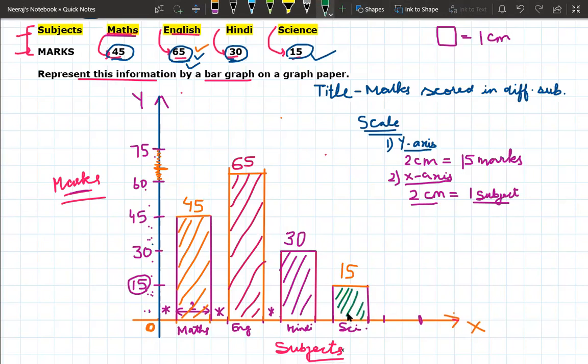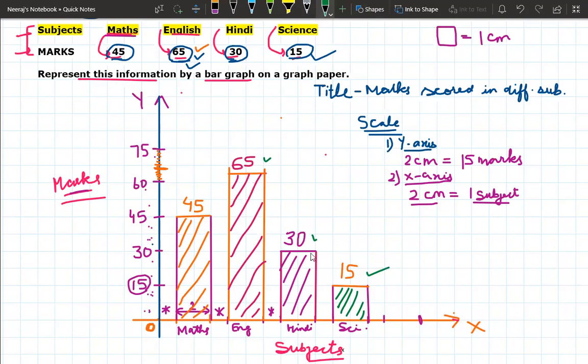So this is your data as a bar graph, right? You have to draw the bar graph like this. This was all about the bar graph. Now you have to read the data: in maths you have scored 45, in English you have scored 65, in Hindi you have scored 30, and in science you have scored 15. So the information given in the data in the form of a table, we have represented on a bar graph, right?